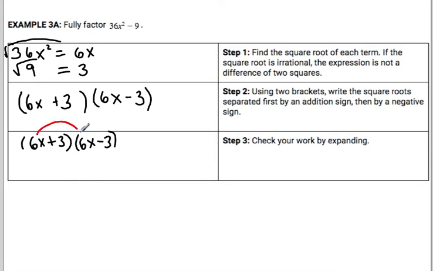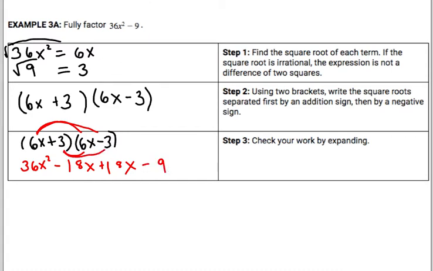If I'm using FOIL, 6x times 6x is 36x squared. 6x multiplied by negative 3 is negative 18x. Positive 3 multiplied by 6x is positive 18x. And 3 multiplied by negative 3 is negative 9.